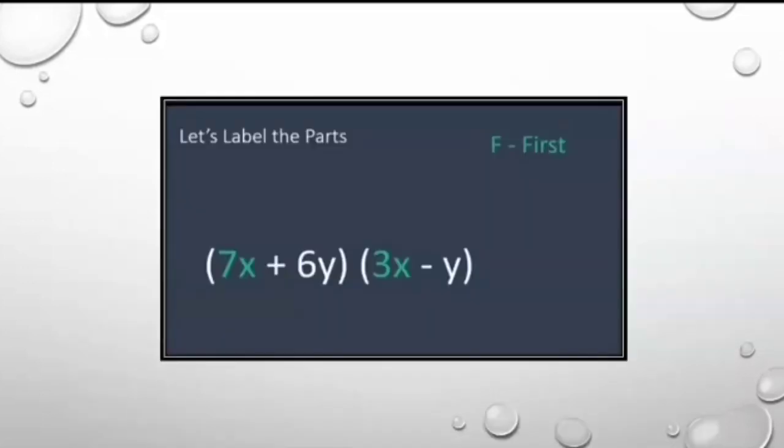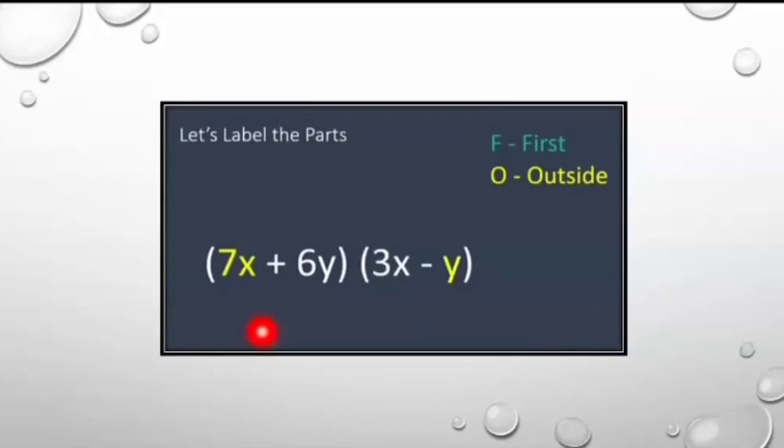Let's label the parts. You can see this example. There are two binomials, 7x plus 6y and 3x minus y. What are the first terms here? Here the first terms of both polynomials are 7x and 3x. Now see the outer terms. Outer terms are 7x and minus y.